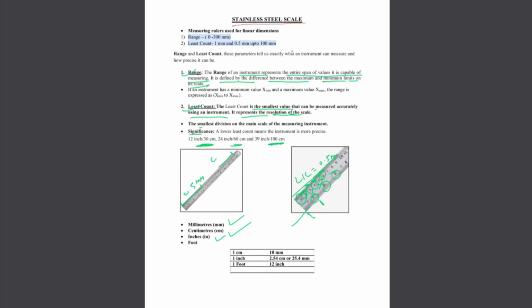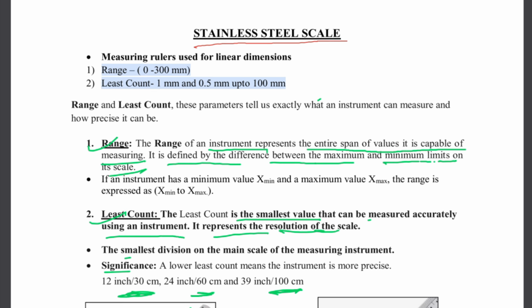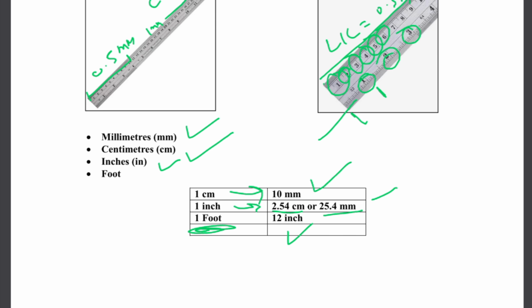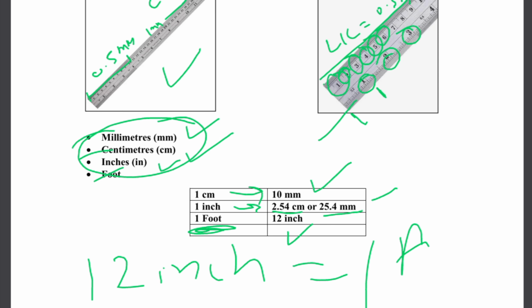So this is all about the scales. Okay, what is the range, what is the least count, and these three different units we use in this scale, okay? Your mm, millimeters, centimeters, and inches. And 12 inches equal 1 foot, okay? Thank you.